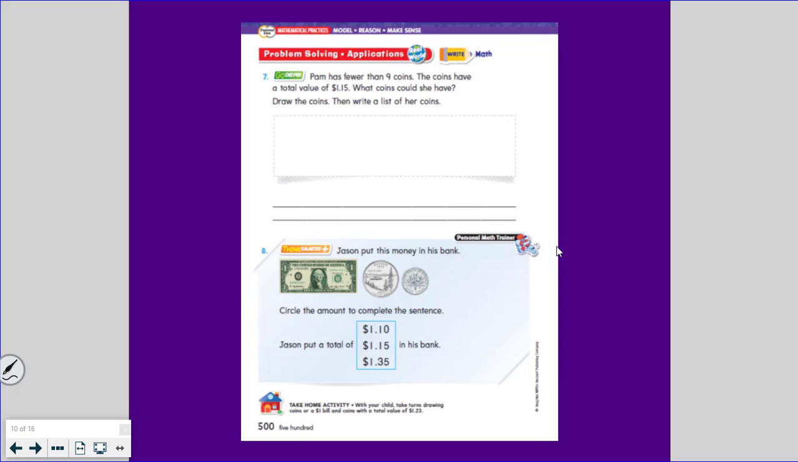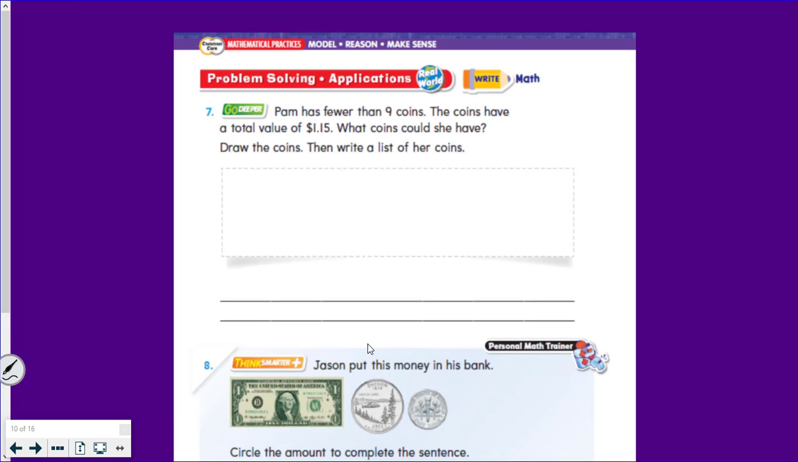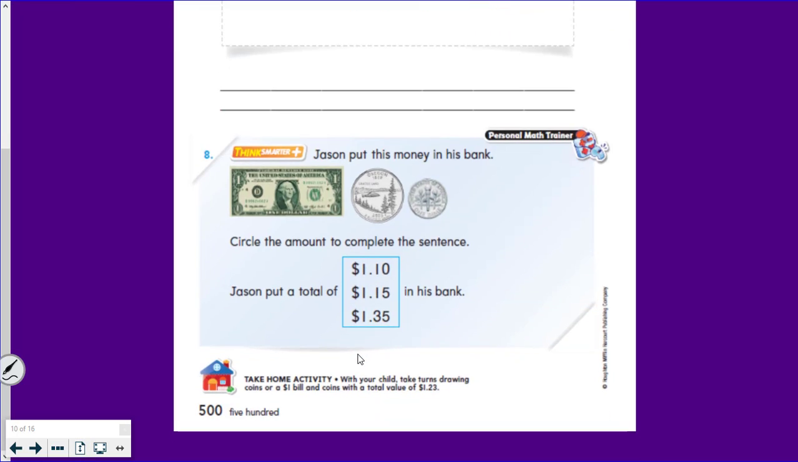So let's look at this Think Smarter problem. Let's make this a little bit bigger. Jason put his money in his bank. Hey, that's my name. So here's the money he put in his bank. Circle the amount to complete the sentence. Jason put a total of, and we're going to circle the correct amount for how much he put in his bank. So we've got $1, right?